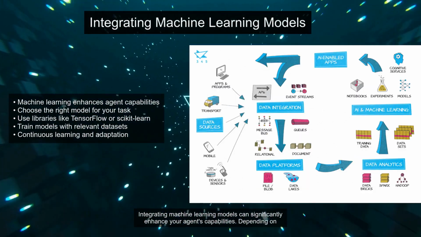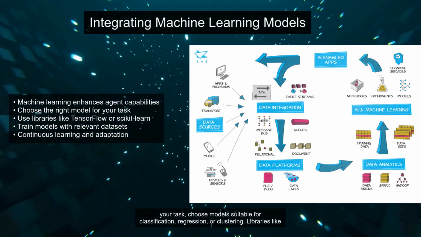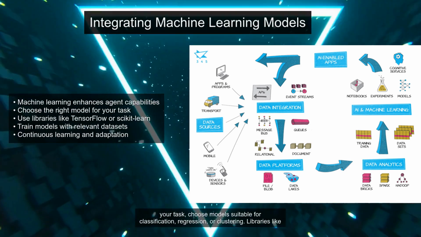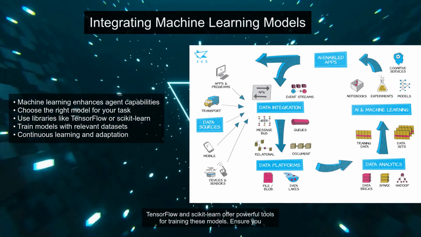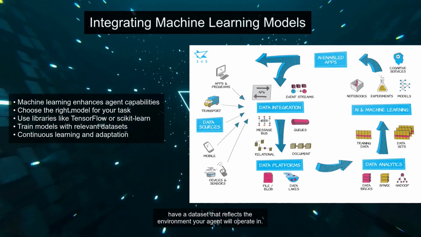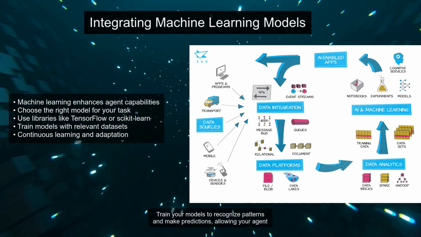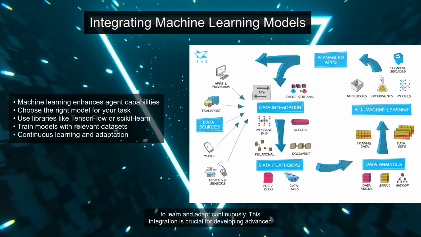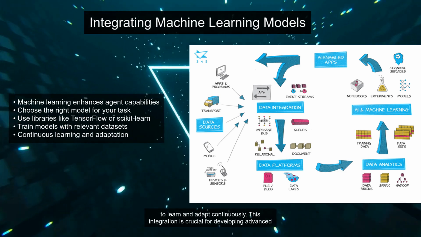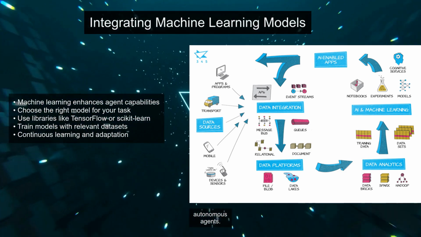Integrating machine learning models can significantly enhance your agent's capabilities. Depending on your task, choose models suitable for classification, regression, or clustering. Libraries like TensorFlow and Scikit-learn offer powerful tools for training these models. Ensure you have a dataset that reflects the environment your agent will operate in. Train your models to recognize patterns and make predictions, allowing your agent to learn and adapt continuously. This integration is crucial for developing advanced autonomous agents.